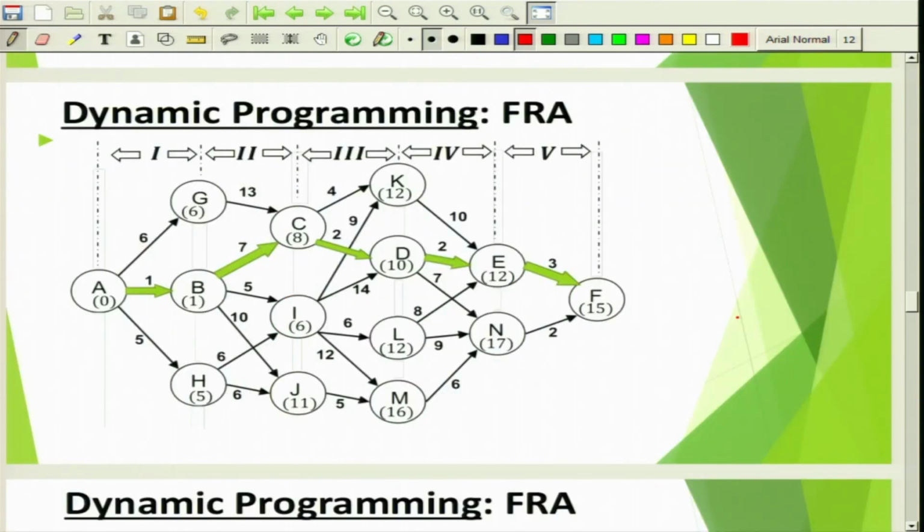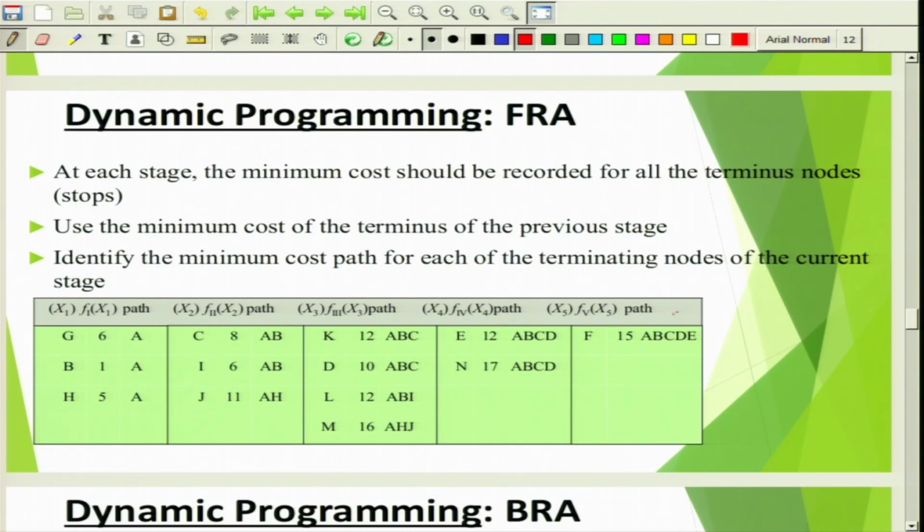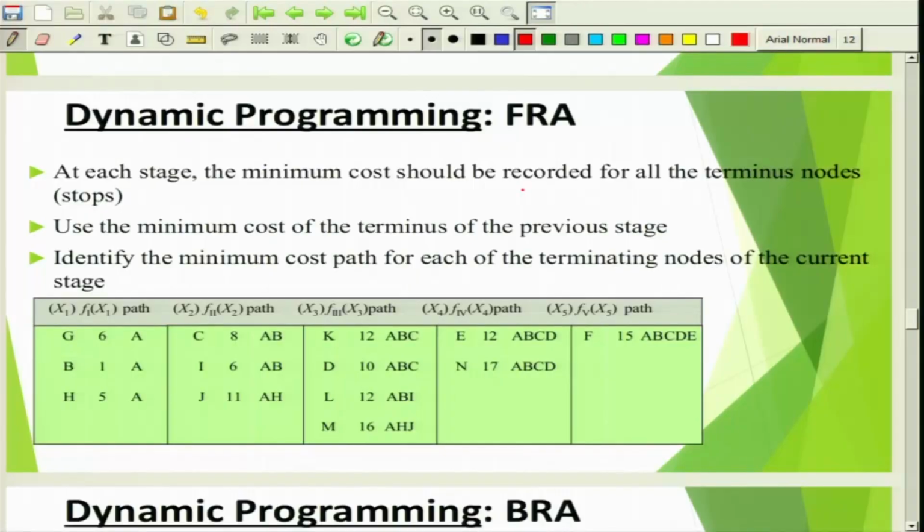Similarly, you find all the costs associated at different nodes moving forward, right. For example, I have given the table here. At each stage, the minimum cost should be recorded for all the terminus nodes. At each stage, whatever the states are, you have to find out the minimum cost associated with that, and use the minimum cost of the terminus of the previous stage. Whatever the minimum cost was at the previous stage, you take that and identify the minimum cost path for each of the terminating nodes of the current stage.